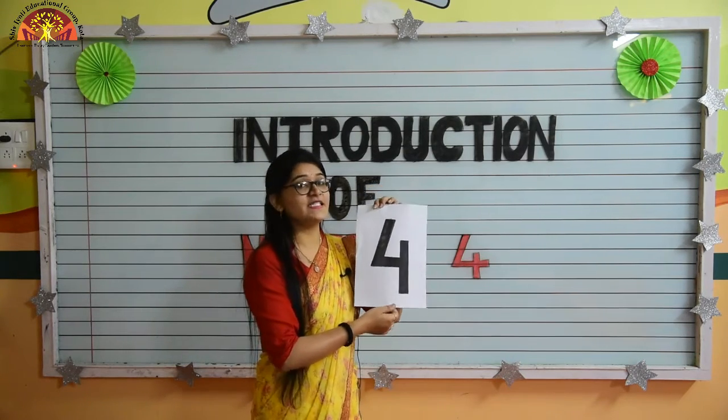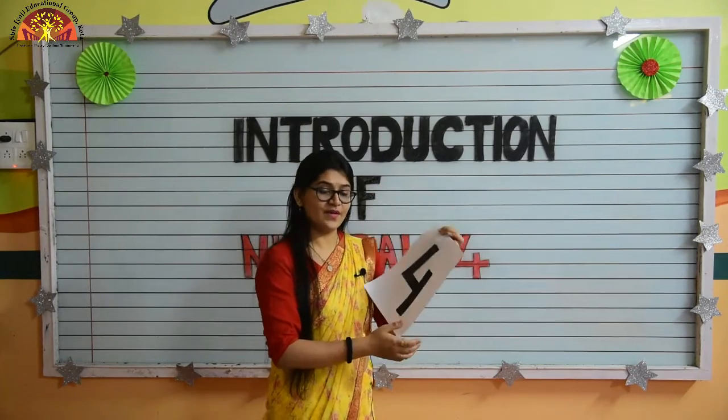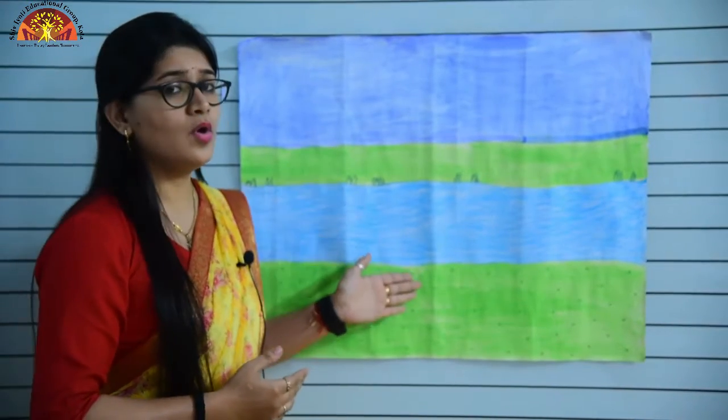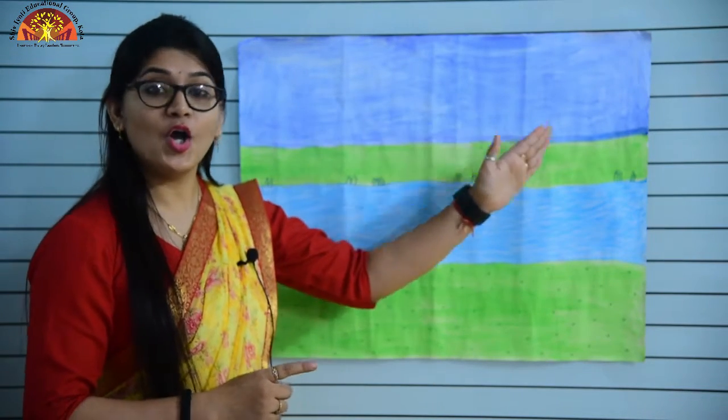So tell me kids, which number is this? This is numeral 4. Okay? So kids, I'll give you the introduction of numeral 4 with an activity. As you can see, there is a picture, but it's so blank. So we will complete this picture by pasting some objects. So are you ready to do it with me? Yes, let's start.